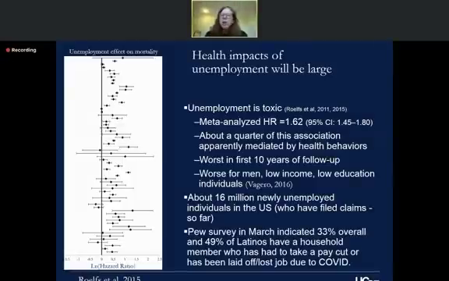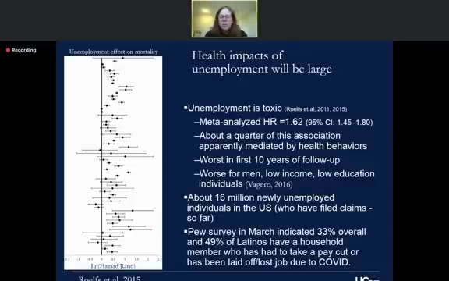And only about a quarter of this association was mediated by things like health behaviors. If you juxtapose that 62% elevation in mortality against these approximately 16 million people who recently filed unemployment claims, you can see how huge that effect is if the association between unemployment and mortality that we've seen in the past carries through in this context.